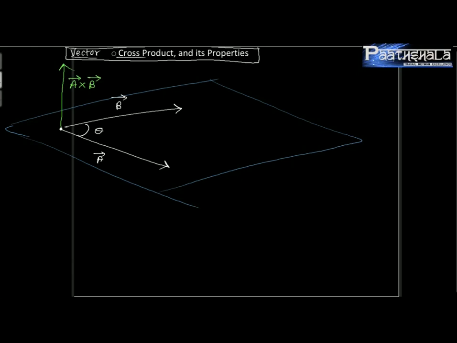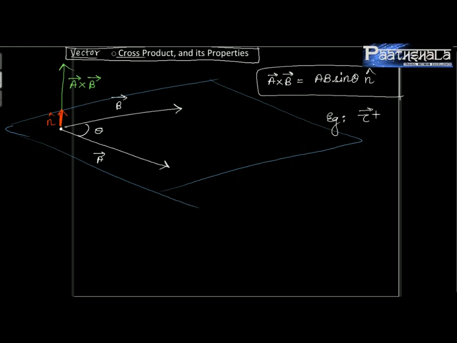And this is n hat, a unit vector in the direction of A cross B. So from this diagram, what we can write is A cross B is equal to A B sine theta n hat. This is how the cross product is defined to be. A few very prominent examples: torque is equal to R cross F.